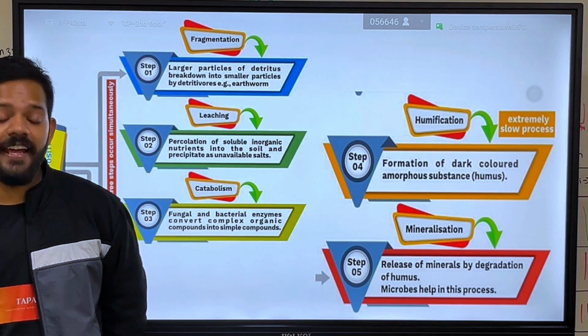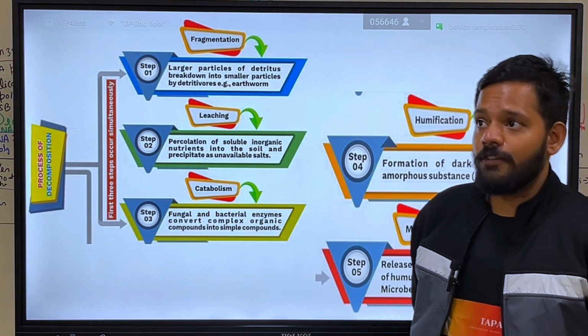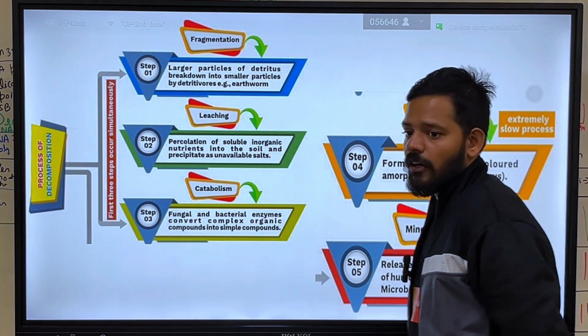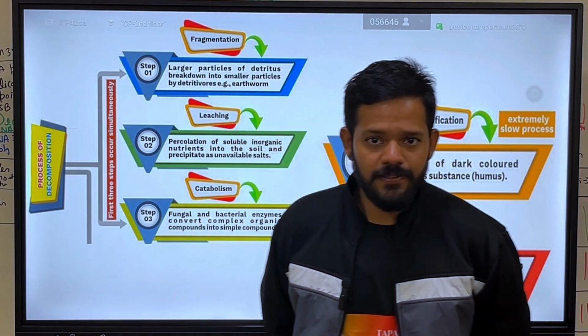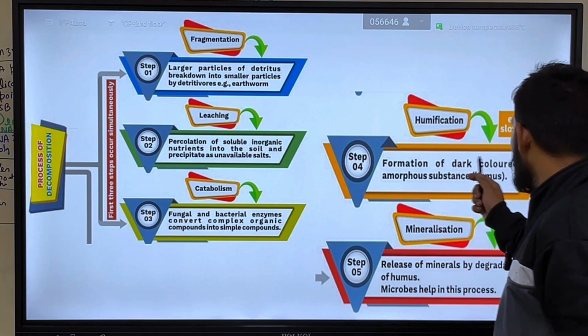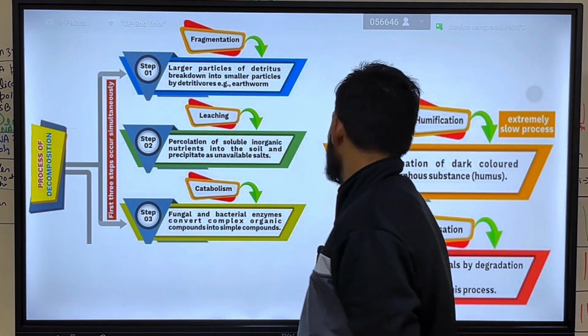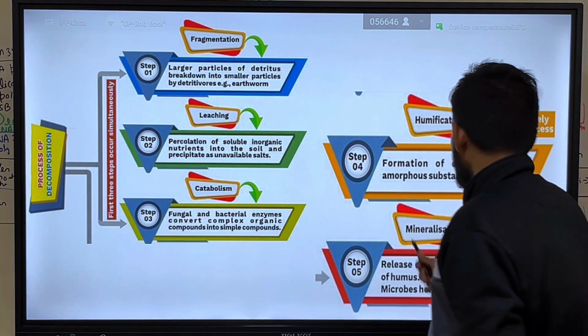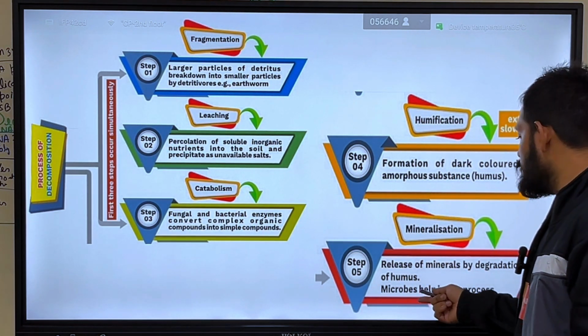This is a very slow process in which the outermost layer of soil, the most fertile layer, which we call humus, is prepared. So formation of dark colored amorphous substance humus is called humification. Then mineralization: release of minerals by degradation of humus.